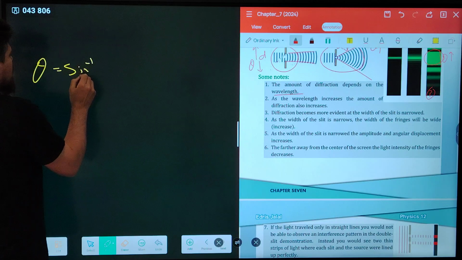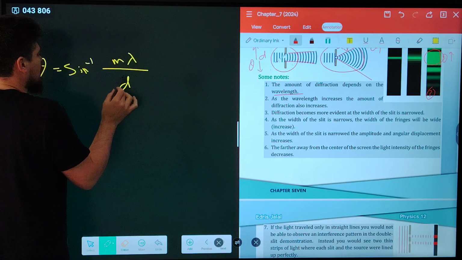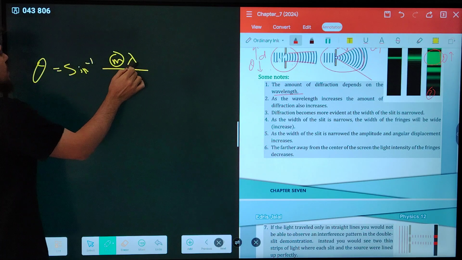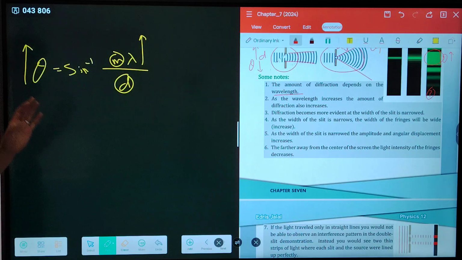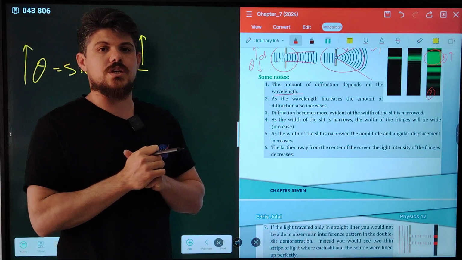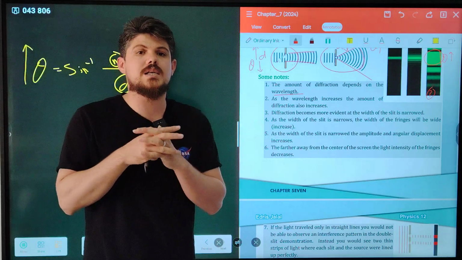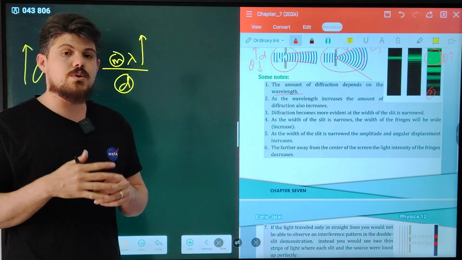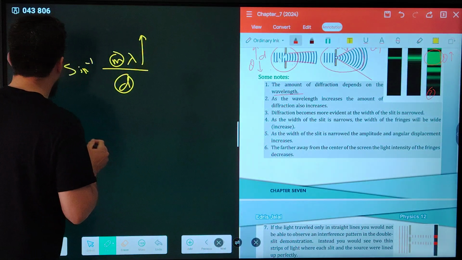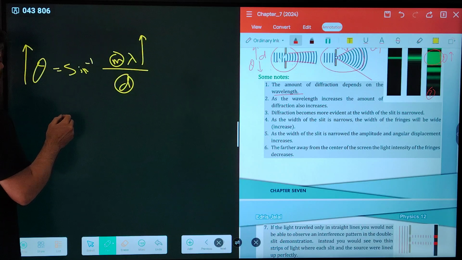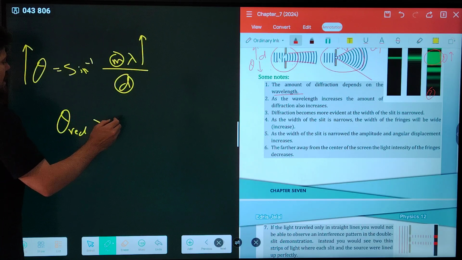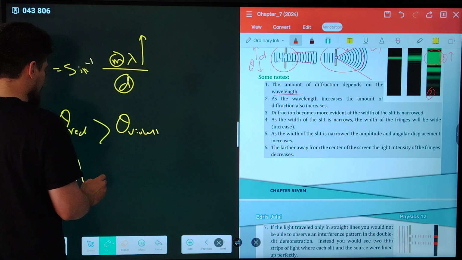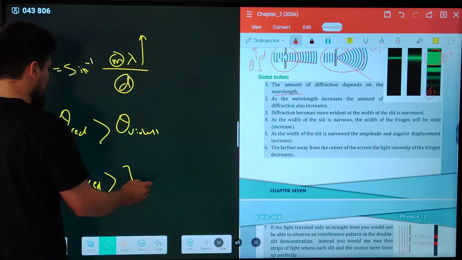Theta is equal to sine inverse m lambda over d. If d is constant, order number also constant, what is the relation between angle of diffraction and wavelength? Directly proportional. Which color has more diffraction? Absolutely the red color. Why? Because red has more wavelength, okay? So which color has the smallest diffraction? Absolutely the violet. Why? Because the violet's wavelength is less than the red light. Theta of red is bigger than theta of the other colors, like violet, because the wavelength of red is bigger than the wavelength of violet.